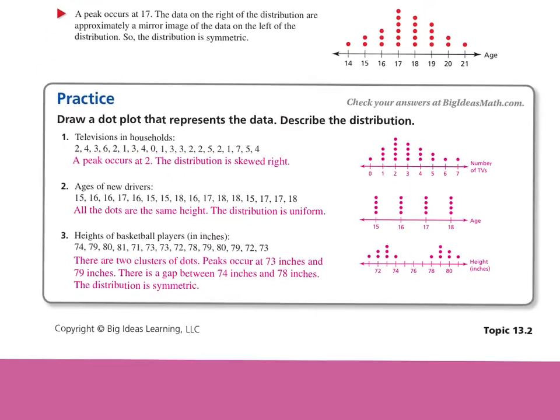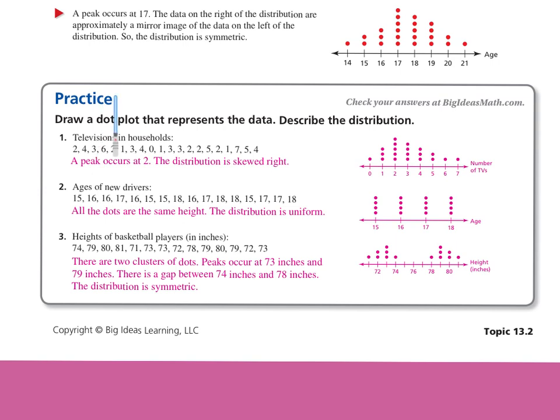Let's take a look at this one. It says draw a dot plot, then represent the data. Okay, so there's all our data. There's our dot plot. And then we can see a peak occurs at 2, and the distribution is skewed right, because look at that. The tail is over here, so all of my data is over here, so it's skewed to the right. So again, there they are. We can see that we've put our data on the dot plot. This would be uniform because they're all the same.